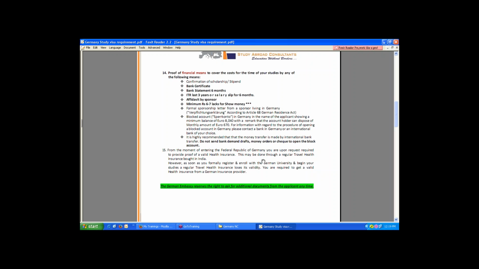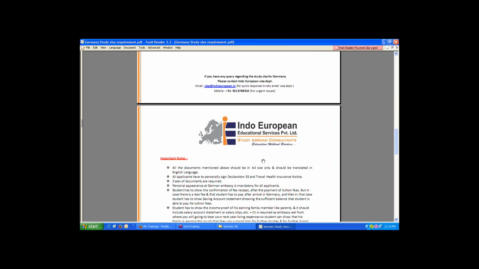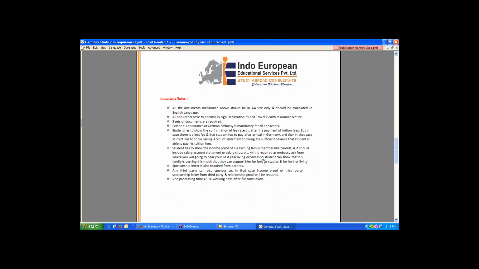Student will have to go personally to the German embassy for the visa file submission, and the visa interview will take place at the same time, on the same day. Indo-European Visa Department will provide an appointment for the students one day before the visa interview in the German embassy. Student will have to come to the Indo-European head office so that they can collect the visa file from the visa department.